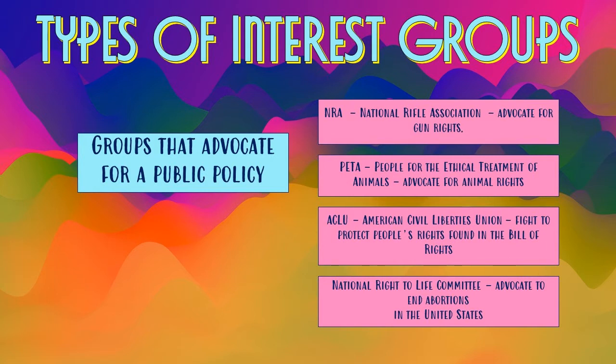The ACLU, the American Civil Liberties Union, focuses on civil liberties. I hope you remember what civil liberties are. These are the protections we find in the Bill of Rights. So they focus on policy issues relating to free speech and free assembly, protecting the rights of people from illegal searches and things like that. Another one that gets a lot of attention in politics is the National Right to Life Committee, which advocates to end abortions in the United States. So these are all examples of groups that organize people around their stances on a particular policy area.